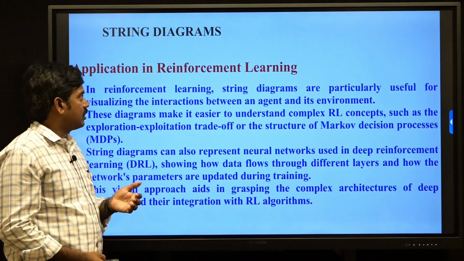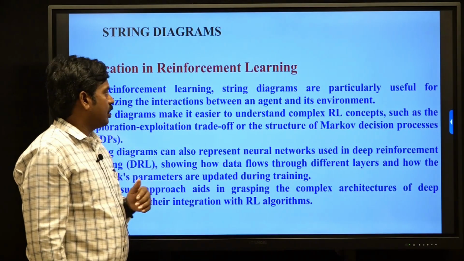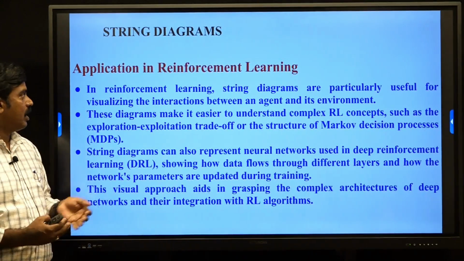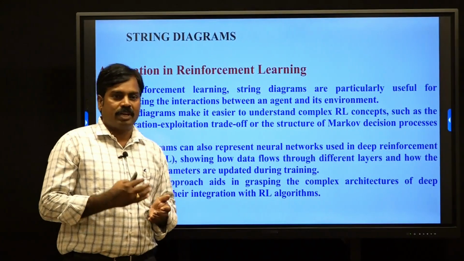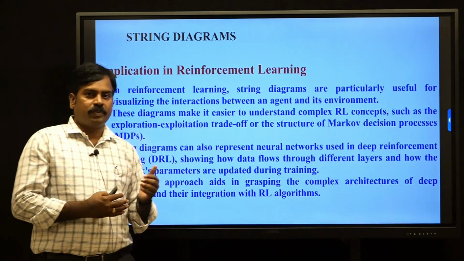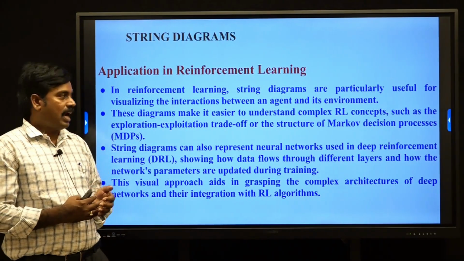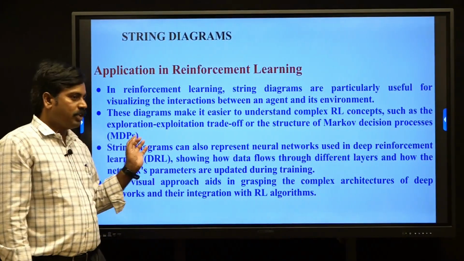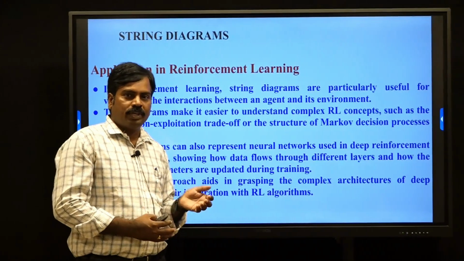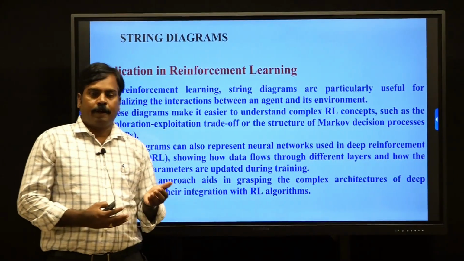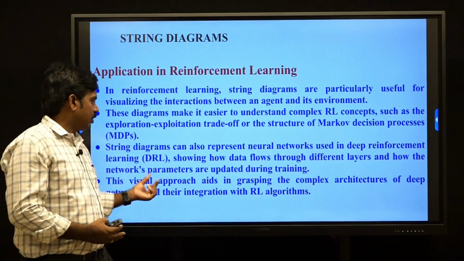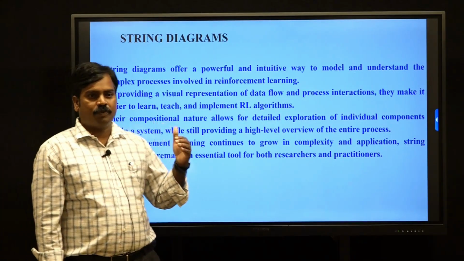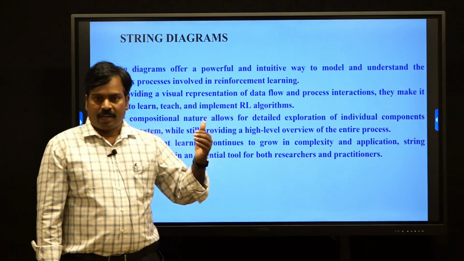So, what are the applications of string diagrams in reinforcement learning? Reinforcement learning string diagrams depict the interaction between the agent and environment, can explain complex problems, and also depict neural networks. So they can explain deep reinforcement learning tasks easily. We use string diagrams continuously in explaining reinforcement learning concepts.